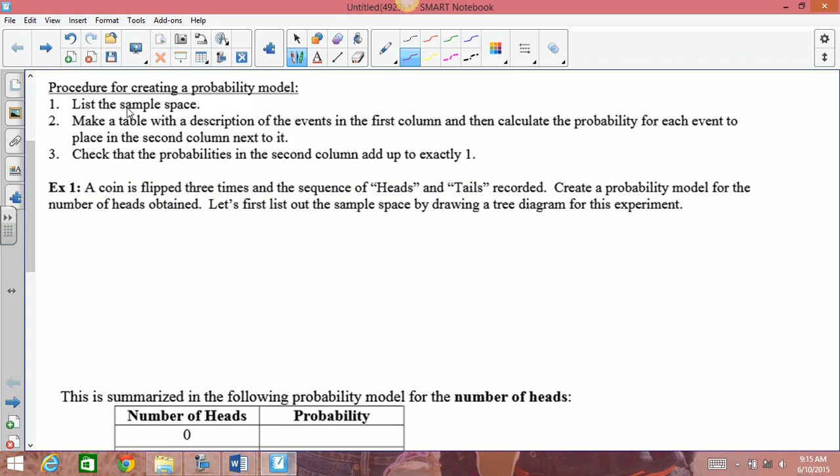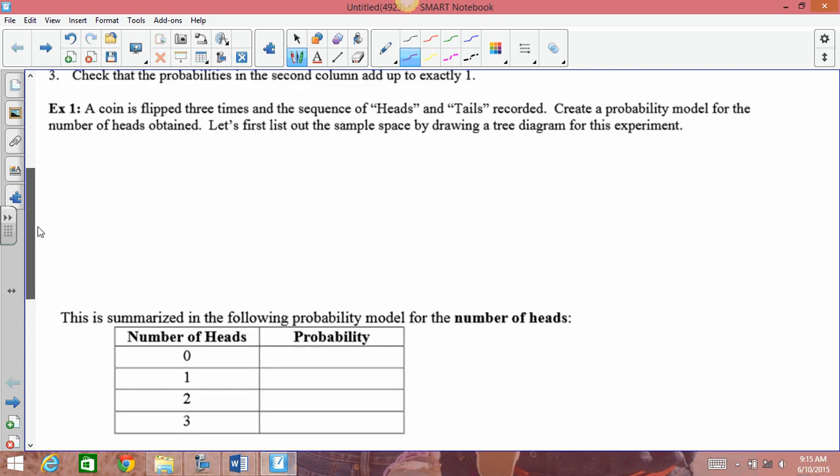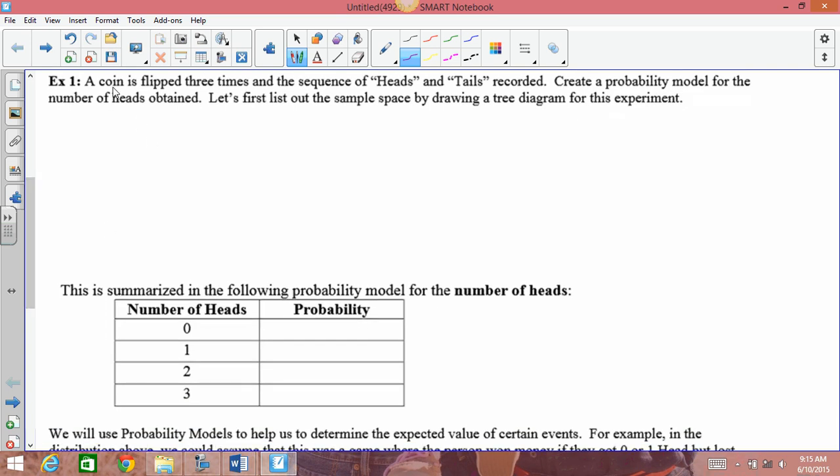When you create a probability model, I recommend that you list your sample space, make a table for yourself, and then denote the probabilities beside it, and then always make sure that your probabilities add up to 1. So let's go through one of those. Here in example 1, I'm going to toss a coin 3 times, and of course you can get heads or tails on a coin. I want to create a probability model for the number of heads obtained.